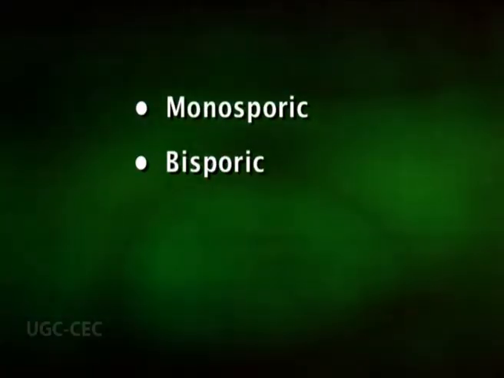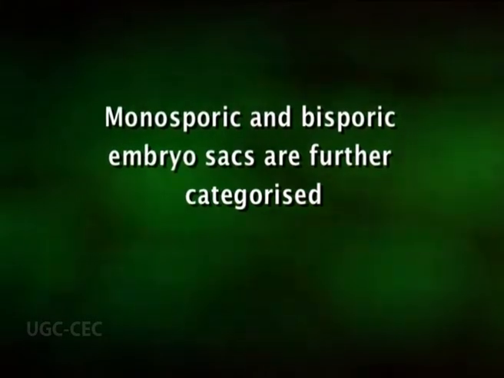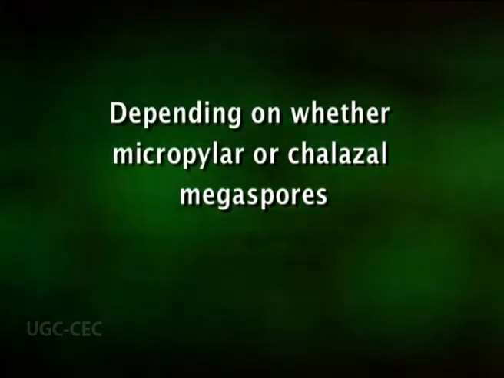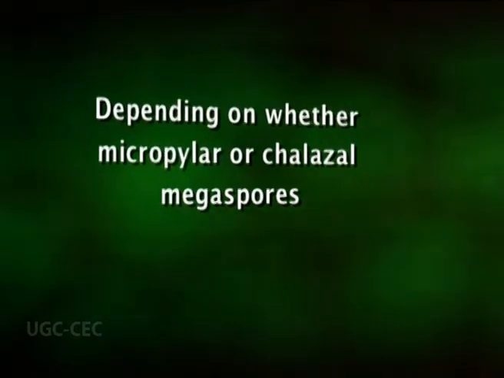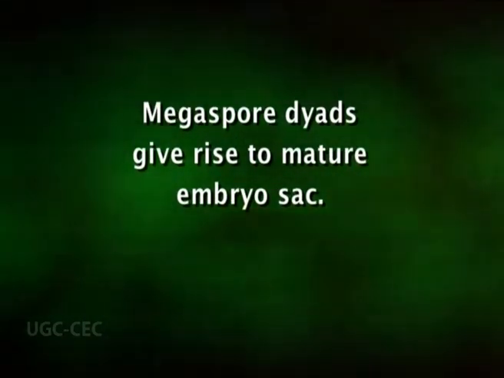The number of post-meiotic mitotic divisions is fixed for different plant species. On the basis of the number of megaspores involved in the formation of embryo sacs, they are of three types: monosporic, bisporic, and tetrasporic. In case of monosporic embryo sacs, only one megaspore is involved in the development of the embryo sac, and in bisporic embryo sacs, a dyad is involved in embryo sac formation. Monosporic and bisporic embryo sacs are further categorized depending on whether a micropylar or a chalazal megaspore or megaspore dyad gives rise to the mature embryo sac.